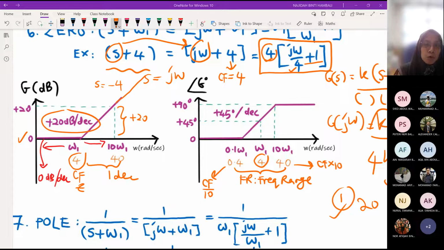So only within this frequency range does the phase plot have a non-zero slope. In this case, since it is a 0, the slope is positive. For phase, since it is a single root, the value is 45. That's why the slope is positive 45 degree per decade. Lower than the frequency range, the slope is 0 degree per decade. Higher than the frequency range, higher than 40, the slope is 0 degree per decade. Only between the frequency range 0.4 until 40 does it have non-zero slope. In this case, positive 45 degree per decade for a single 0. Not 0 at origin, but 0. Only one 0. Any questions? Okay?